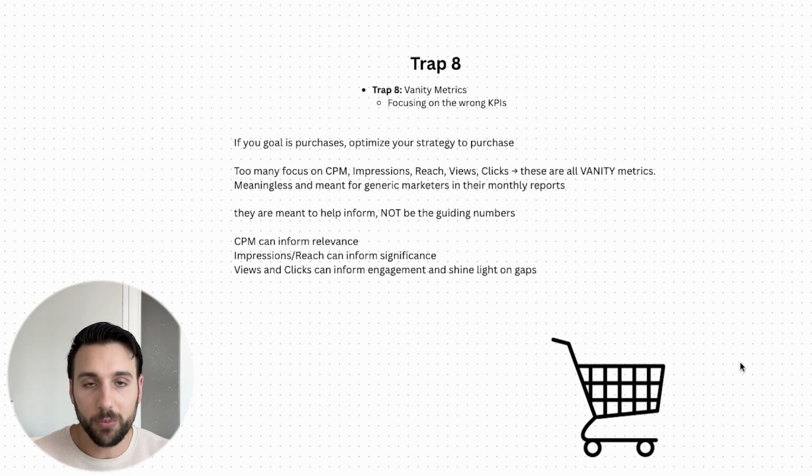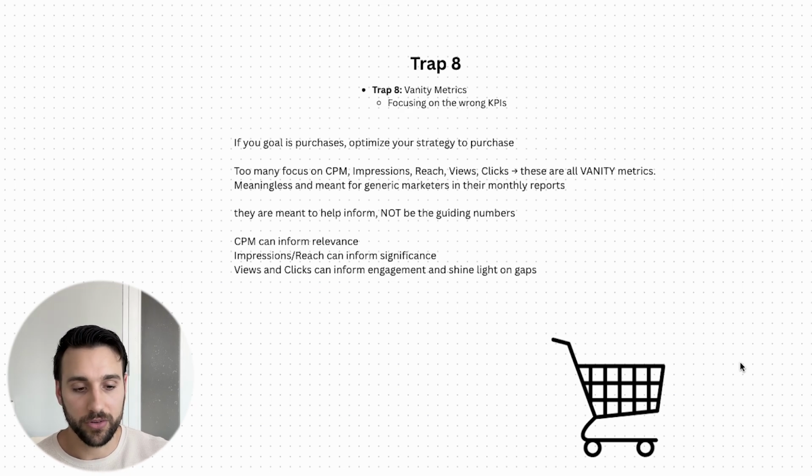Now, these help inform the end result, because if you're going for purchases, that end result is purchase and metrics around purchase. So purchase volume, cost per purchase, ROAS, purchase conversion value, average order value, and then the journey along the way.